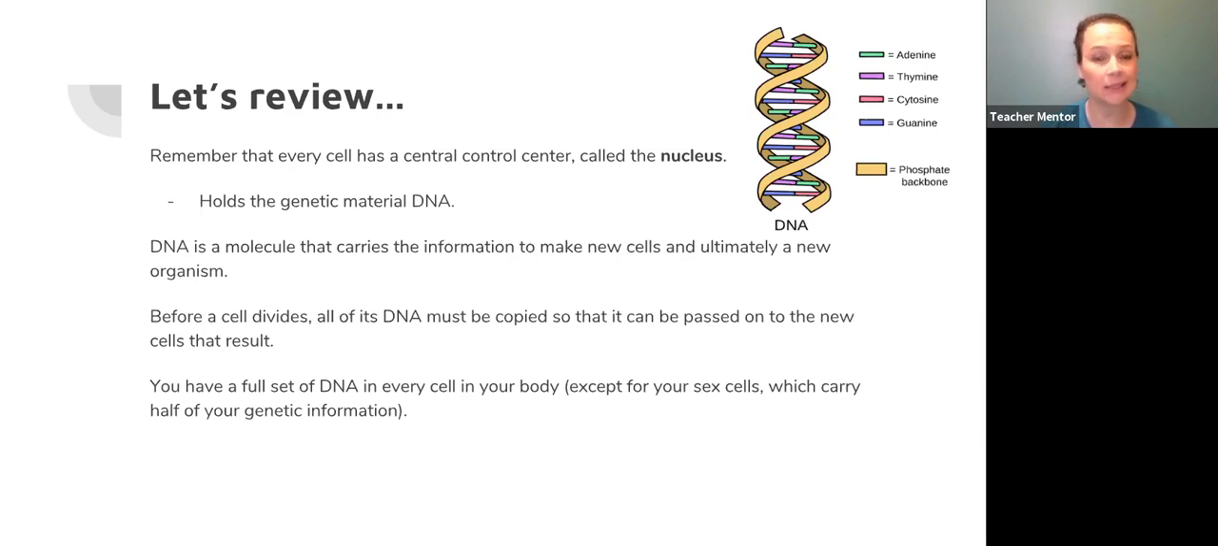Okay, when our bodies are going through mitosis and new cells are being developed, the DNA has to be the same, identical. You have a full set of DNA in every cell of your body except for your sex cells, which carry only half of your genetic information. Half comes from you and half comes from the other partner.